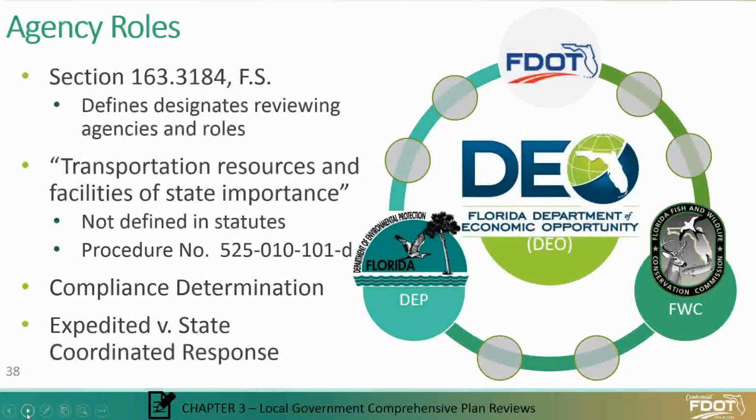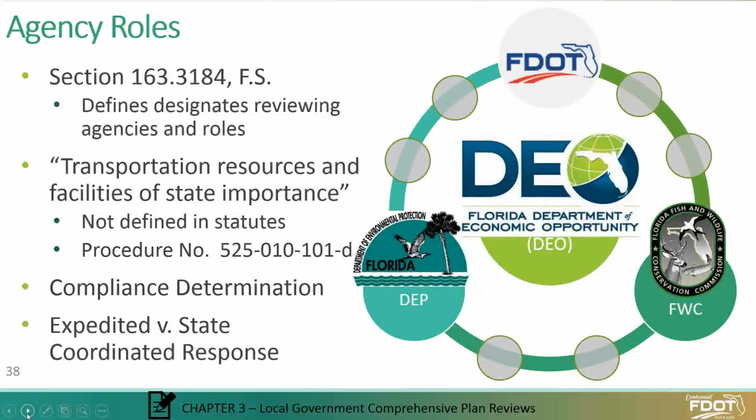So for FDOT, those resources that are underneath transportation resources and facilities of state importance are defined under procedure number 525-010-101-B. That is the comprehensive plan review procedure I identified earlier. That procedure identifies that those facilities that fall underneath this category for FDOT reviewers are those facilities designated underneath the National Highway System, NHS, the State Highway System, SHS, and the Strategic Intermodal System, or SIS.